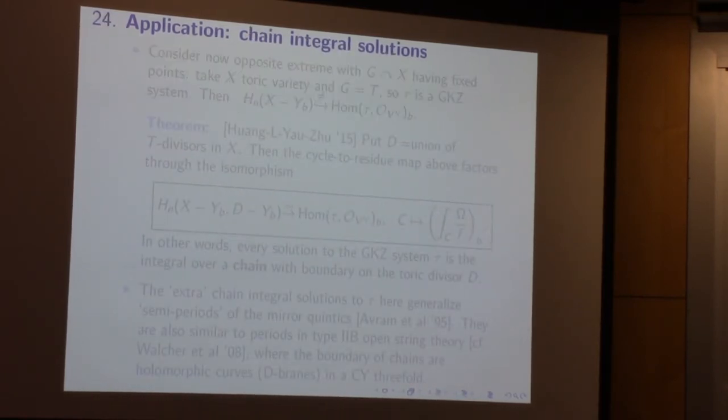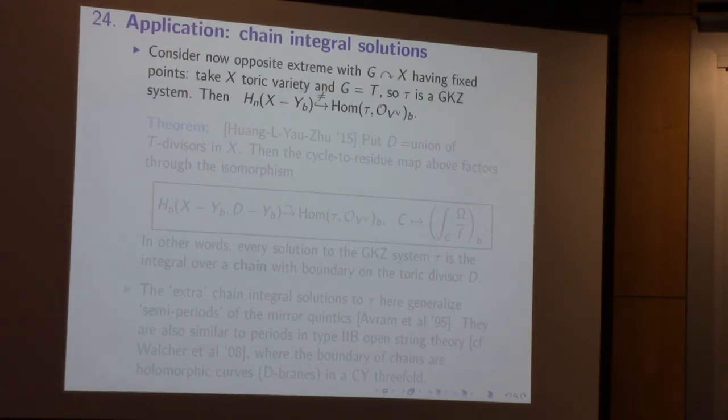Okay, the second application, since I'm almost out of time, so let me just mention one more application. All right, so this is sort of the opposite case to the homogeneous case. So instead of a single orbit, now you demand that your space has a fixed point. Okay? So as a test example, let's consider the case of toric variety.